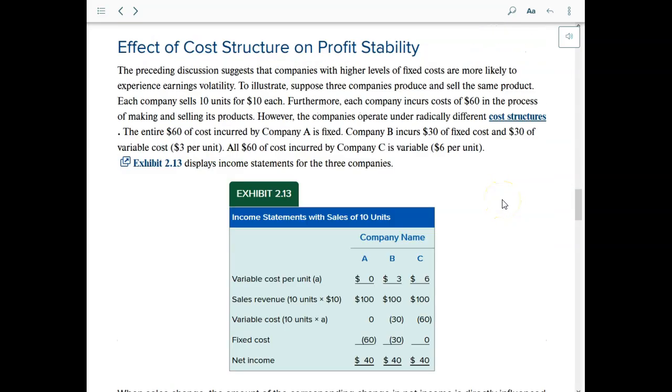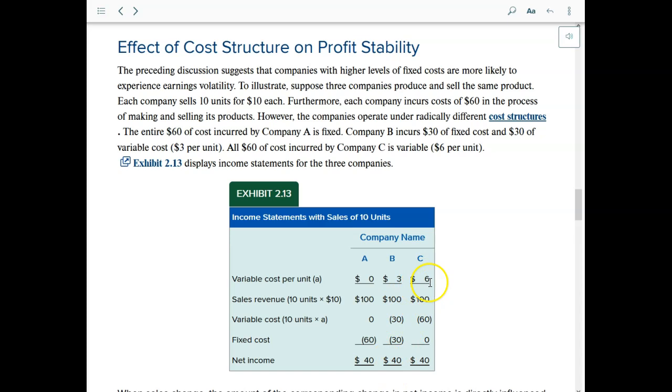So here's another example. We have 3 different companies. They have different cost structures. So we have company A that does not have any variable cost per unit. For each company, the sales revenue is $10 per unit. For company A, no variable cost, fixed cost of $60, we have a profit of $40. Company B, we have $3 variable cost per unit. So when you sell 10 units, 3 times 10, $30 variable cost. Fixed cost will be $30. So subtract out, and $40.